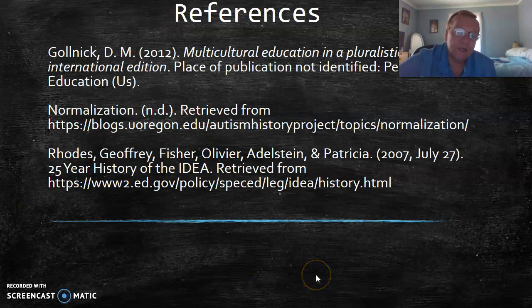The references that I used were Gollnick and Chinn, which is our textbook; Normalization, as retrieved from the University of Oregon; and third, the Rhodes, Jeffrey, Fisher, Oliver, Adelstein, and Patricia website, the 25-year history of IDEA, which is the law on disability.